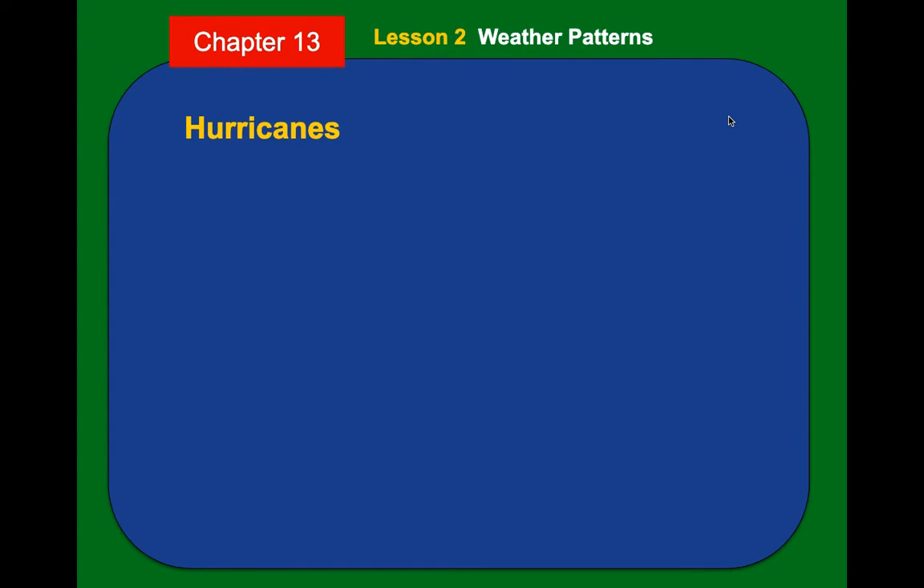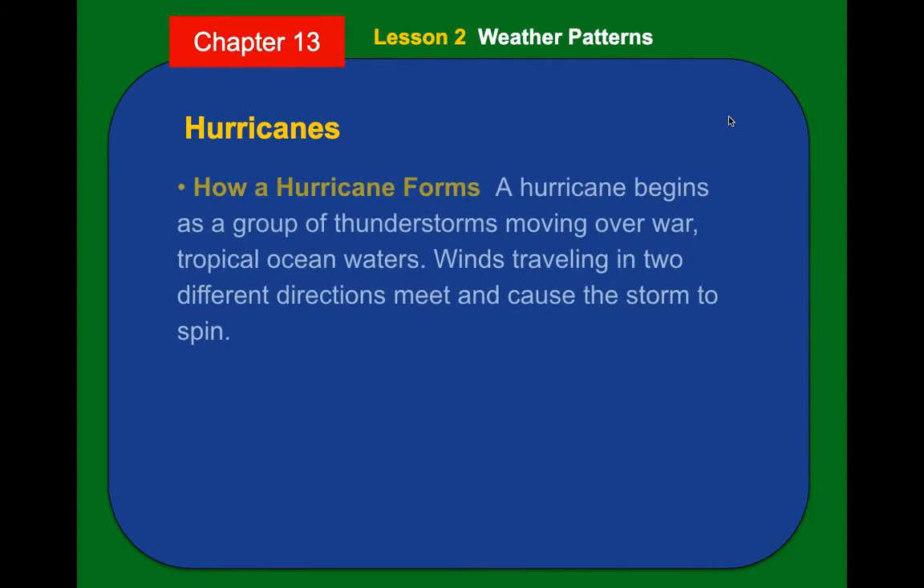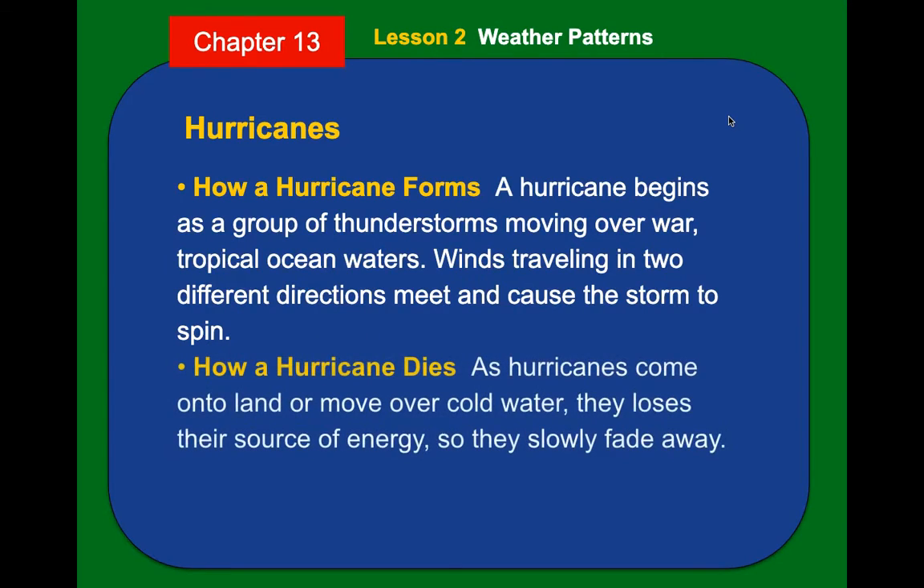Hurricanes are the other type of really violent weather that we can have on our planet. They begin when a group of thunderstorms come together and the winds traveling in two separate directions meet and cause the storm to start to spin. A hurricane is an intense tropical storm. It becomes a hurricane when those winds start to exceed 119 kilometers per hour.